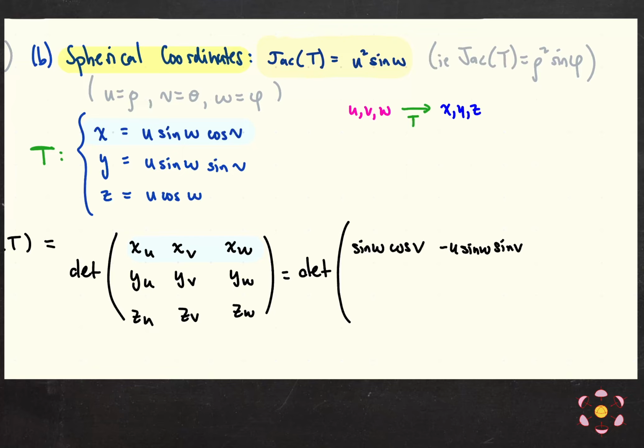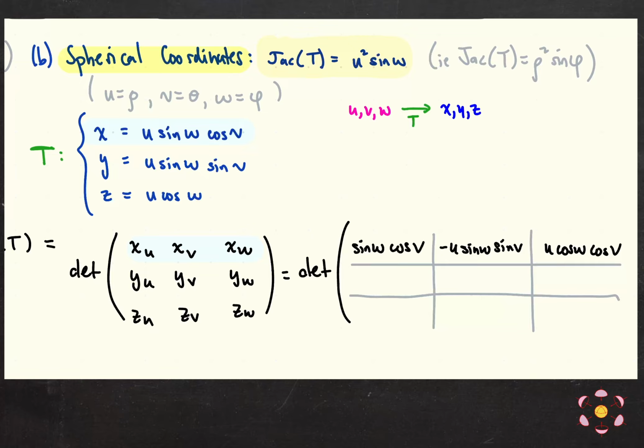All right, and finally we need the partial derivative of x with respect to w. So w is in the middle here, so we're going to have cosine of w, and then the rest stays unchanged. So it's going to be u cosine of w cosine of v. Okay, and sometimes when we've got a big matrix, I like to put what I call these little brackets here, just to help me visualize and keep everything separate. Okay, so let me close this matrix now.